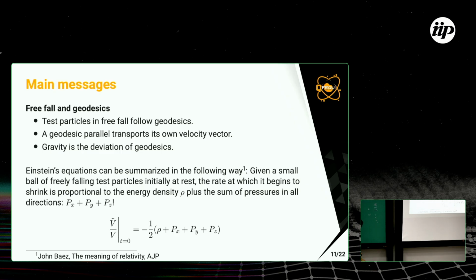Let us think that we have a very small region of space. There is a very good paper by this guy, John Baez. He's an excellent researcher, by the way. This guy is amazing. He published in the American Journal of Physics a paper called The Meaning of Einstein's Equation. I don't know if it's the meaning of relativity or the meaning of Einstein's equation, but one of these, in the American Journal of Physics. This paper is excellent. He tries to explain the meaning of Einstein's equation.